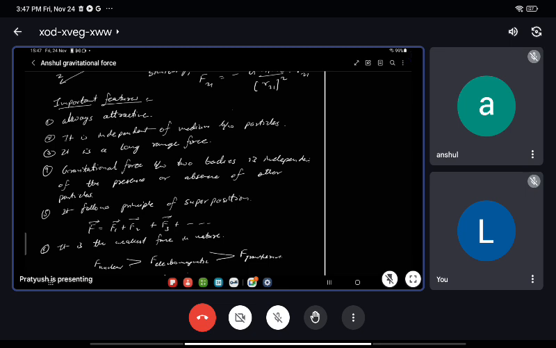Next, it is independent of the presence of a third body. Like the force between sun and earth is independent of the force between moon and earth. Moon and earth can have their separate gravitational force, Jupiter and earth can have their separate gravitational force, but the force between sun and earth is independent of all of them.